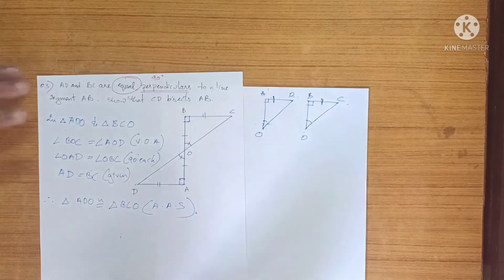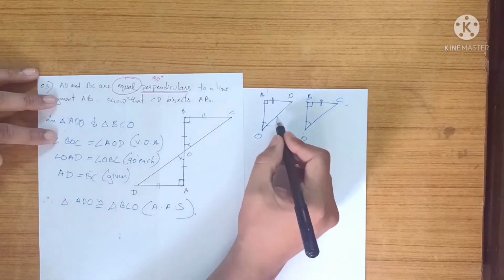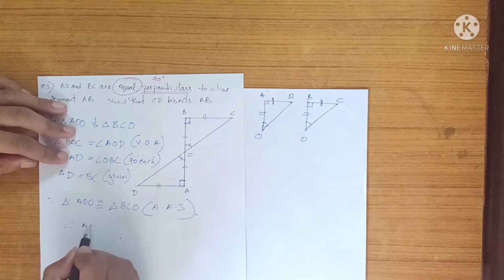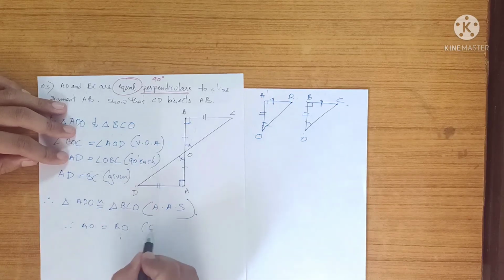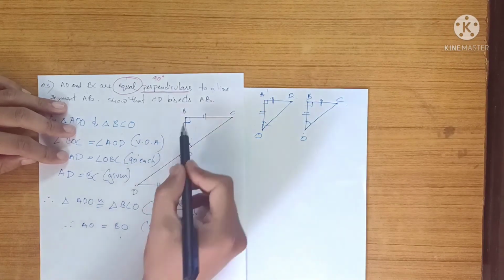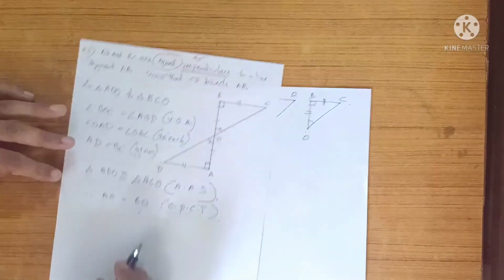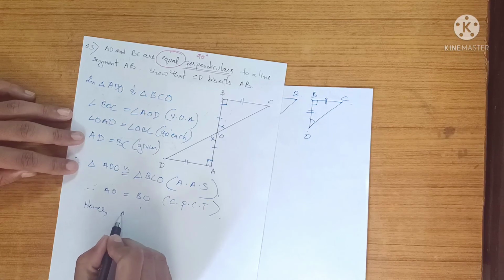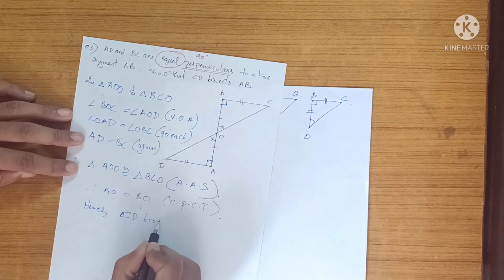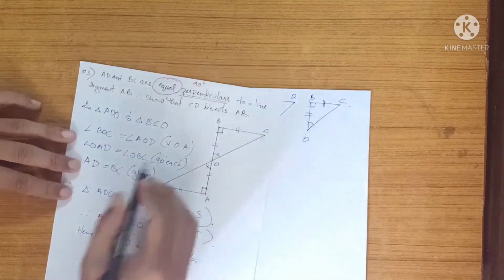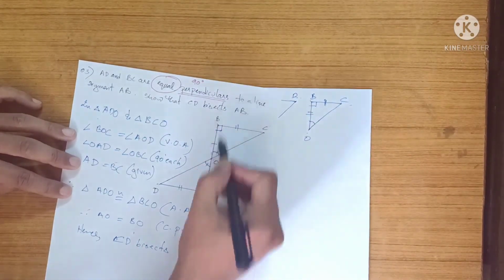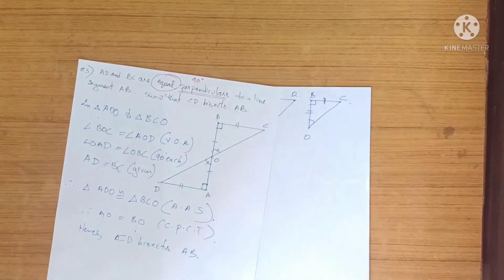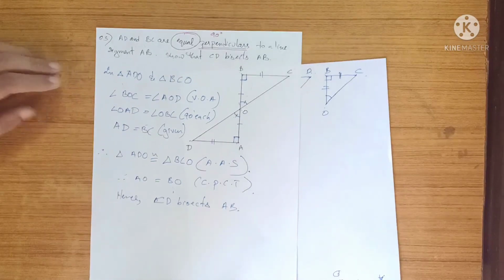Okay, so if these two triangles are congruent, can we say that AO and BO are same? Therefore, AO equal to BO, CPCT. And we needed to prove that AO equal to BO. So we can say, hence, CD bisects AB. Because CD is this, so it's cutting AB into two equal parts. Even these two, we can show that OC is equal to OD, so we can say that they bisect each other also. Okay, so that's how it's done.